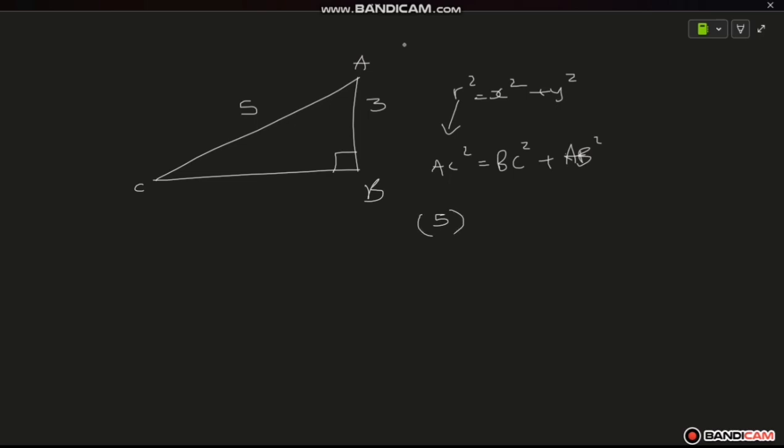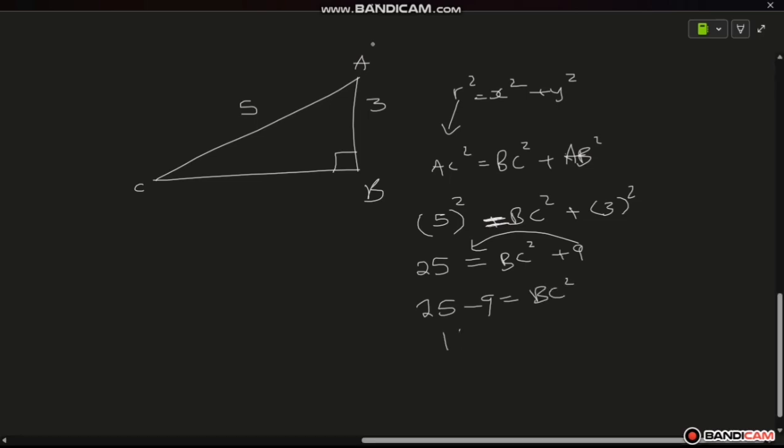So it's 5 squared equal to, make sure that you are not plus but equal to BC. You show the bracket as I'm doing, whether the number is positive or negative. So 25 equal to BC squared plus 9. Then you transpose the 9 to the left, it will change its sign, it will become negative, equals BC squared. Therefore 25 minus 9 is 16, BC squared.